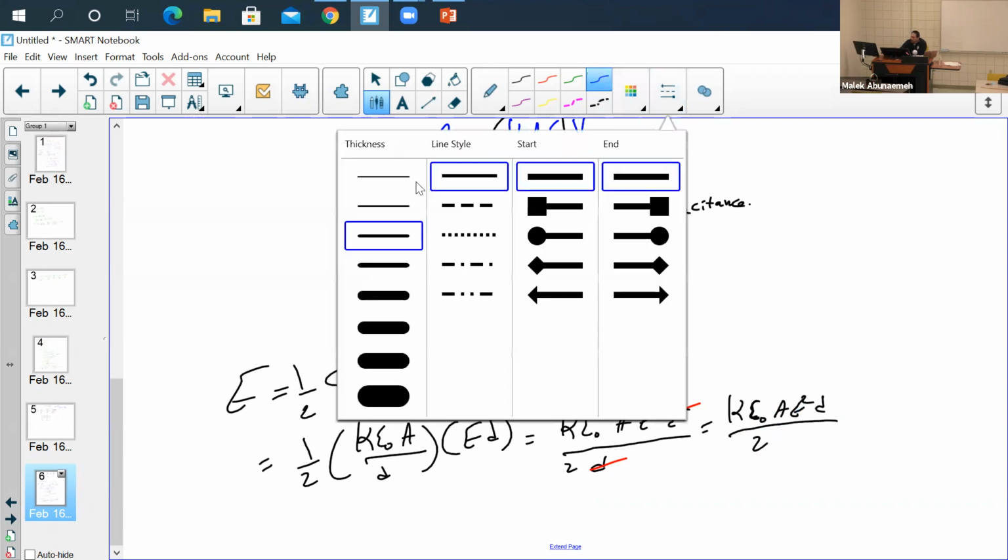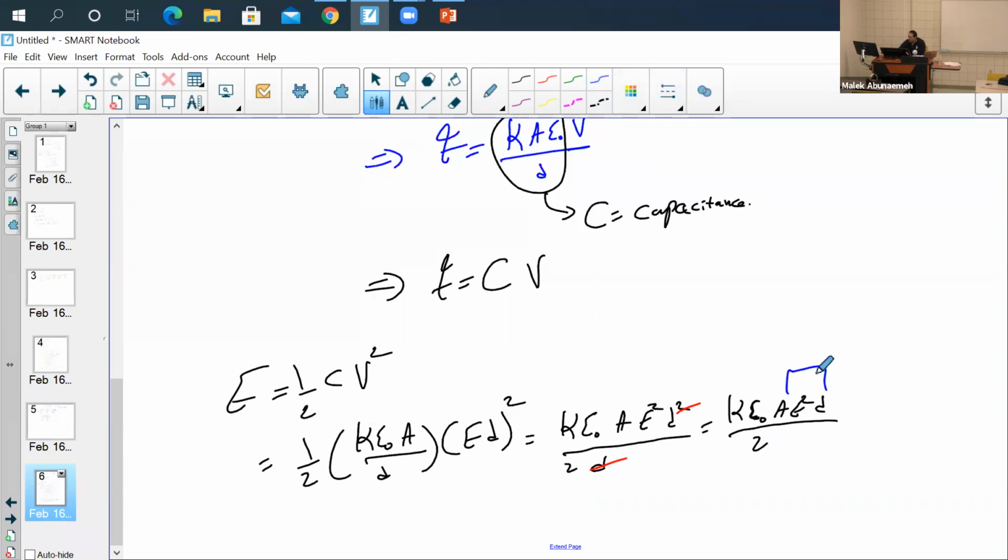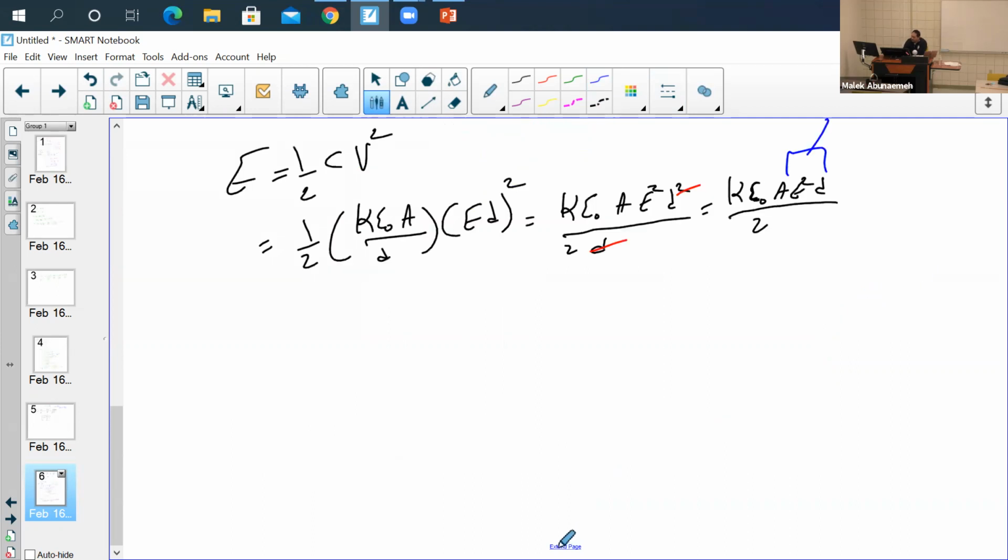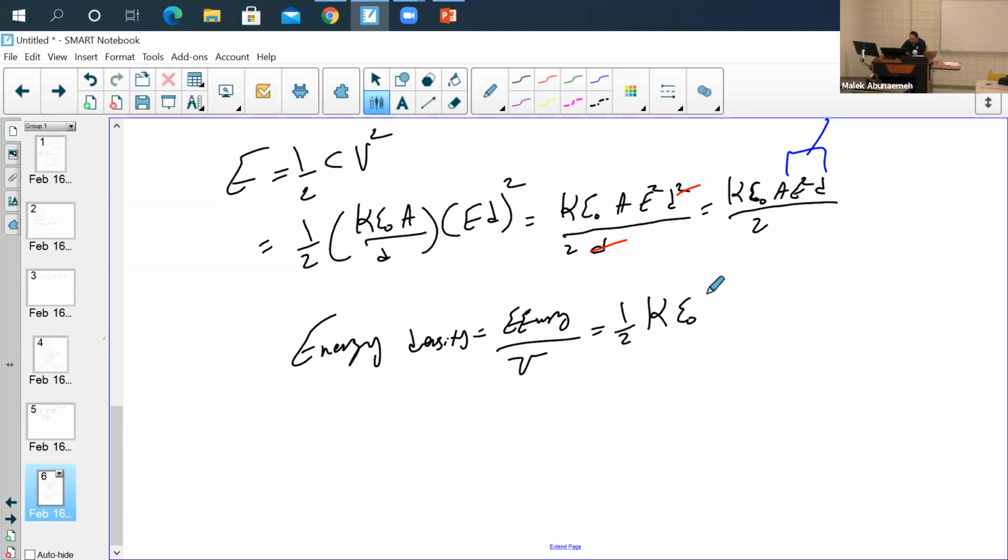Now, your distance with your area, that's going to be your volume. So your energy density, which is your energy over your volume, is going to equal 1/2 dielectric constant, permittivity, multiplied by electric field squared.